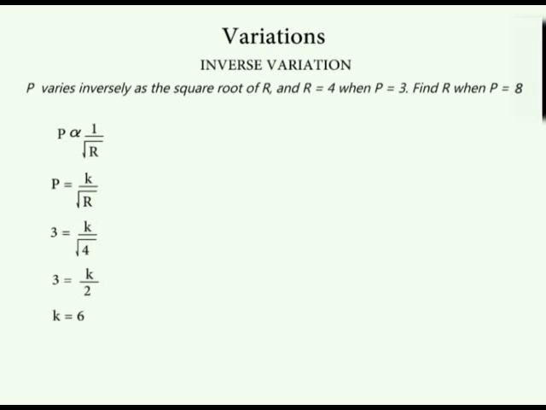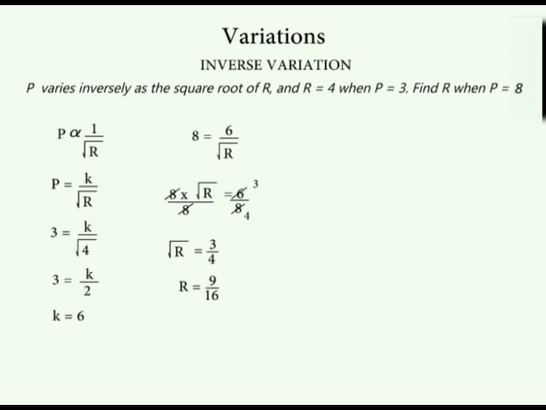Now we find the value of r when p is 8. So p is equal to, now we know k, 6 over square root of r. Cross multiplication, we shall have 8 times square root of r is equal to 6. We divide both sides by 8, and we shall get the square root of r is equal to 3 over 4. To get r, we square both sides, and r is equal to 9 over 16.